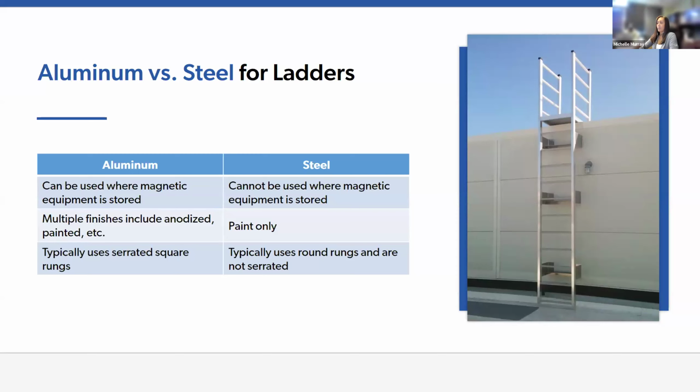Top quality aluminum ladders have deeply serrated square rungs for maximum foot traction, comfort, and safety. Steel ladders typically have round rungs and are not serrated, making them less stable and potentially slippery for the person using it.